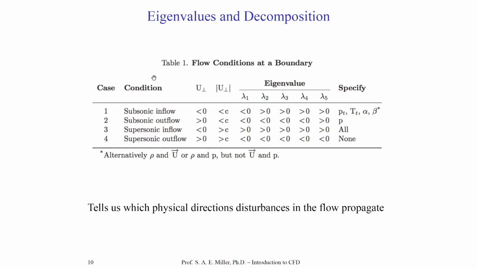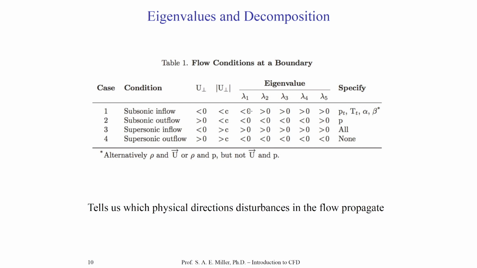So let's look at a table of all the possible combinations and talk about the different particular wave speeds. Here's a table of the flow conditions at a particular boundary, or within the domain. It really doesn't matter for this case for the eigenvalues. At the boundary, of course, the velocities will matter. Now, for example, if we have a flow where the Mach number is less than 1, then you can see we'll have one eigenvalue, lambda 1, less than 0, one greater than 0, another greater than 0, another greater than 0, and finally, the last eigenvalue will be greater than 0.